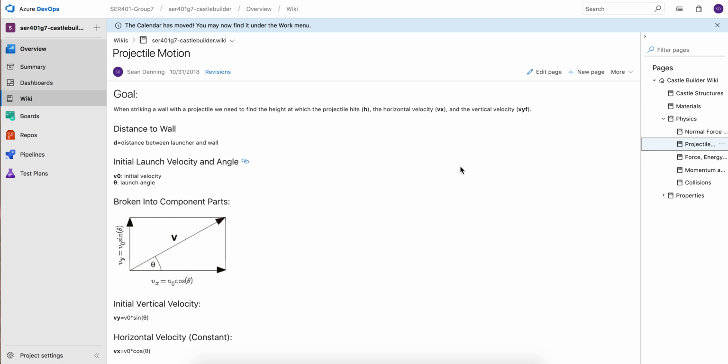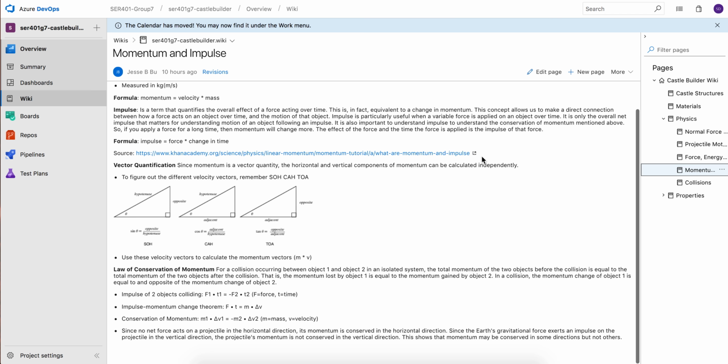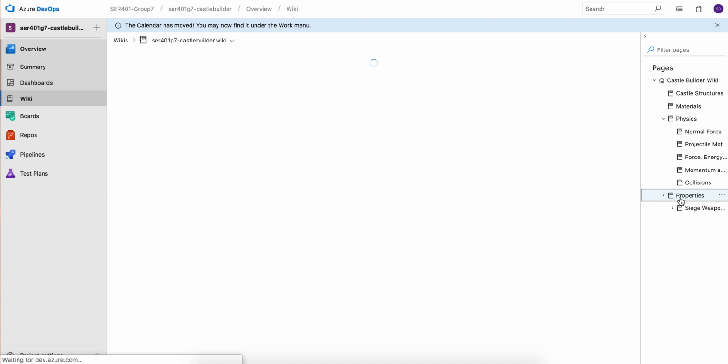So we have a normal force and friction. We have projectile motion, force, energy, and work, momentum and impulse, collisions, which is really complicated, and we're working on that to an extent. We're going to have to rely on Unity a little more for the collisions part.